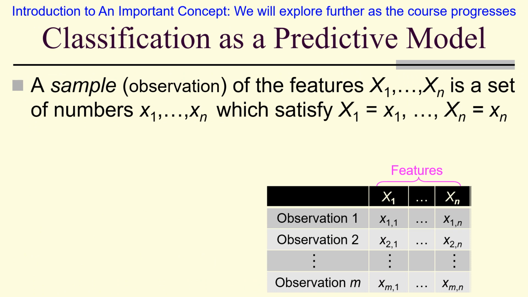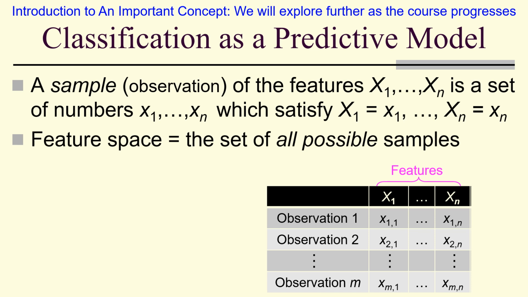So now let's look at an important concept which we introduce here, and I don't expect you to understand it in detail after this introduction. We'll develop the details as the course progresses. And that is classification as a predictive model. So suppose we have a sample of the features, x1 to xn, which is a set of numbers, lowercase x1 to xn, which satisfy uppercase X sub 1 equals lowercase x sub 1. The uppercase X1 is a variable, the lowercase x sub 1 is some number.